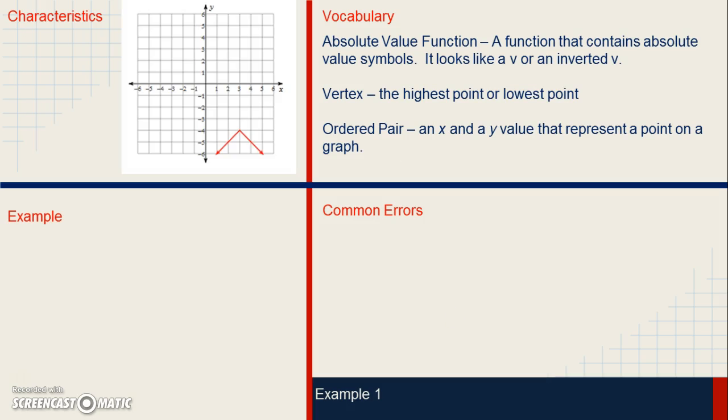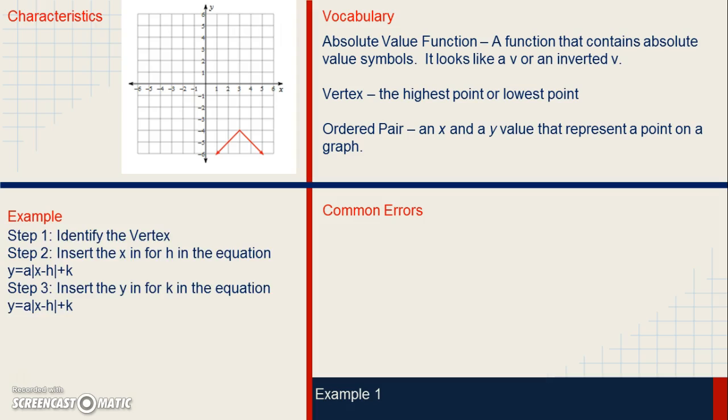Characteristics. You can see the characteristic from this graph is the graph that we're already using in the problem. It looks like a V or an inverted V. It has a vertex. It has some end behavior that we'll talk about later on. Let's get into the example.